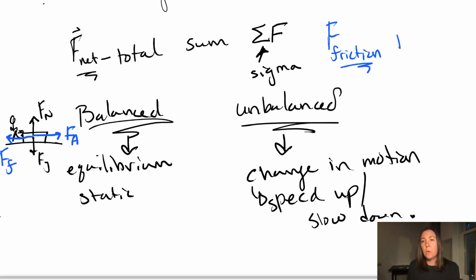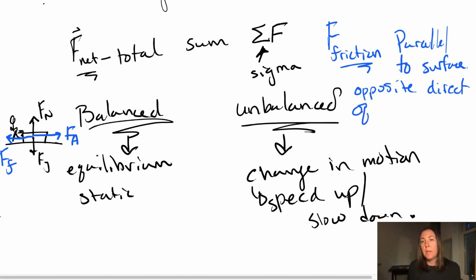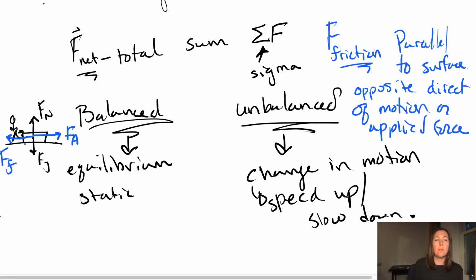This force is always parallel to a surface, and it's always opposite the direction of motion, or opposite the applied force. Notice the left forces balance the right forces and the up forces balance the down forces. This object is in static equilibrium.